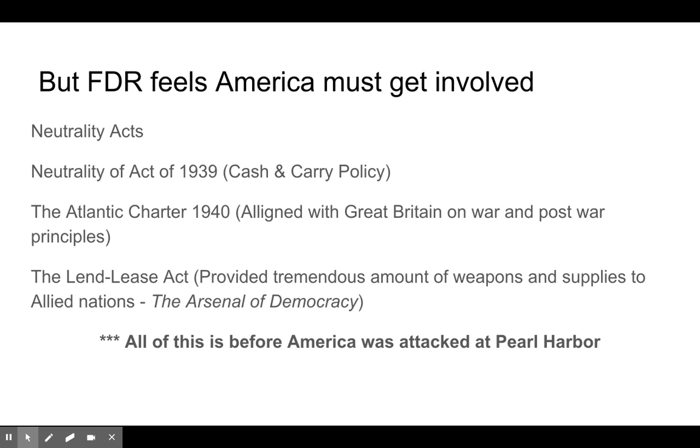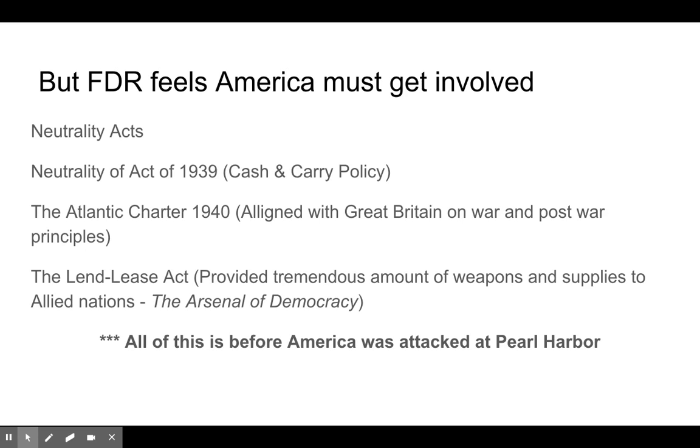He's similar to that correspondent for the New York Times. He says America is powerful and we have a responsibility. In the 1930s, there were several neutrality acts that said America wouldn't get involved. But in 1939, at FDR's urging, the neutrality acts began to change.